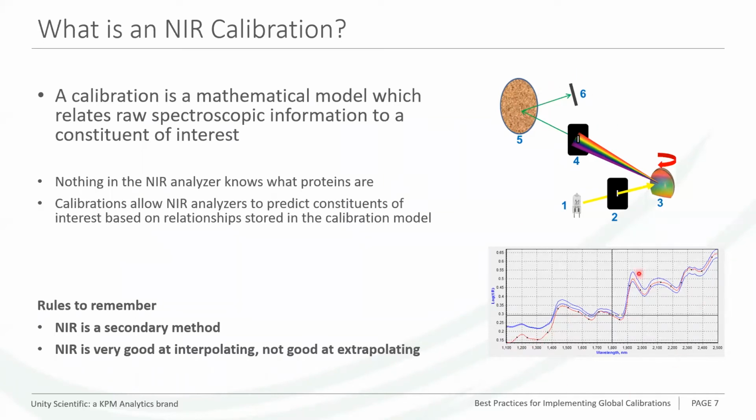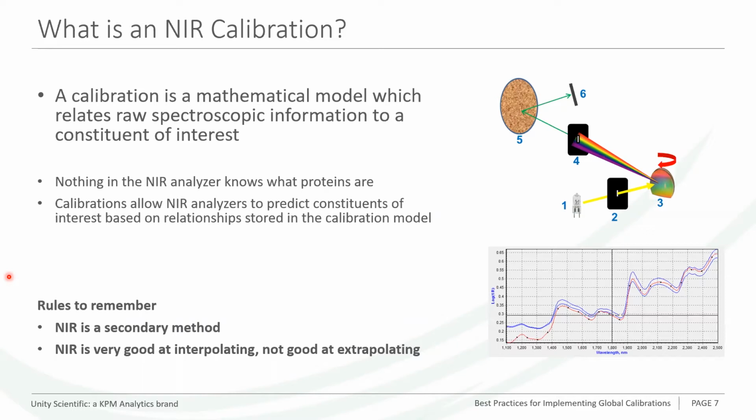But what the instrument sees is something like this. This is a log of 1/R reflectance. So this is the reflectance of the sample at hundreds of data points across this near-infrared spectrum. Nothing here, and nothing that the instrument sees per se, understands what proteins are. So what the calibrations do is they allow the NIR analyzers to predict the constituents that we're interested in based on these mathematical relationships that are stored in the calibration model. So really, the NIR calibrations are the key to getting useful information from an NIR analyzer.